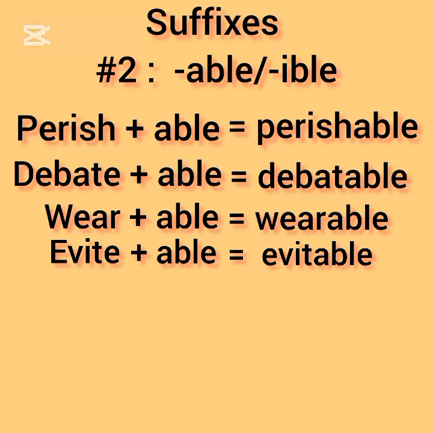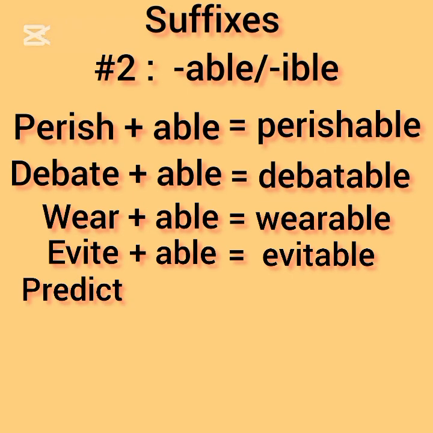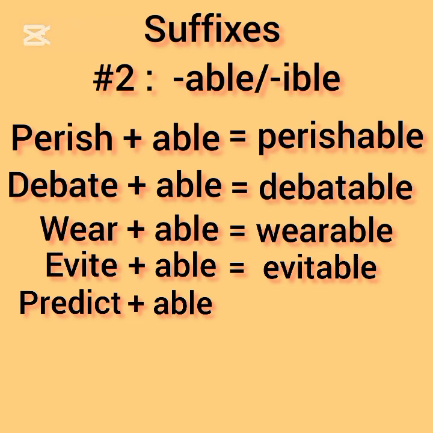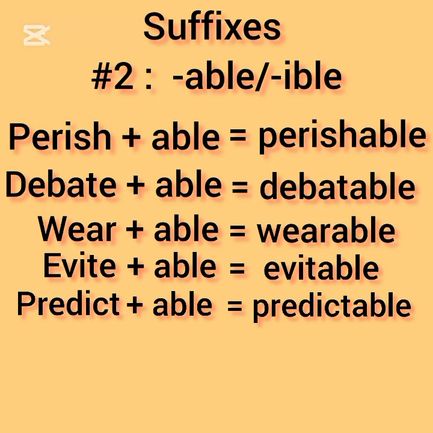Our next word is predict, which means to foresee or to say what will happen in the future based on your knowledge, experience, or evidence. But when we add able to it, it becomes predictable, which means expected. For example, his reaction was predictable because he always responds that way. Or we can say that the movie ending was predictable.